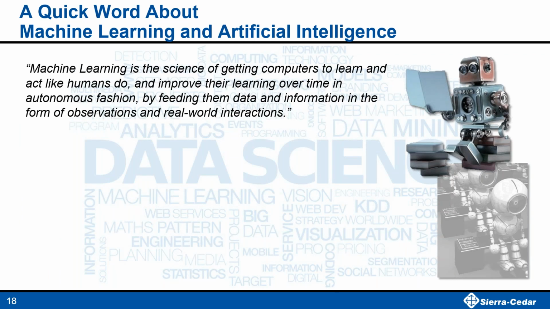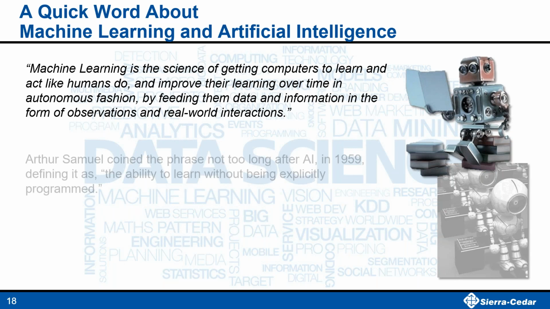It's one of the most popular buzz phrases today. It was coined first, believe it or not, in 1959. So it's not new. It's a science of getting computers to learn and act like humans do. It's not science fiction. It's been around for 60 years. We want to improve their learning over time in an autonomous fashion, feeding data and information in the form of observations and real-world interaction. It's really what it's all about.